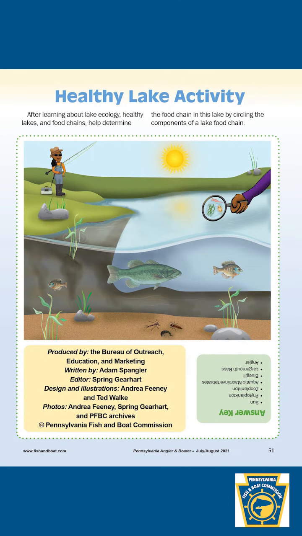Healthy lake activity. After learning about lake ecology, healthy lakes, and food chains, help determine the food chain in this lake by circling the components of a lake food chain. Answer key. Sun, phytoplankton, zooplankton, aquatic macroinvertebrates, bluegill, largemouth bass, angler.